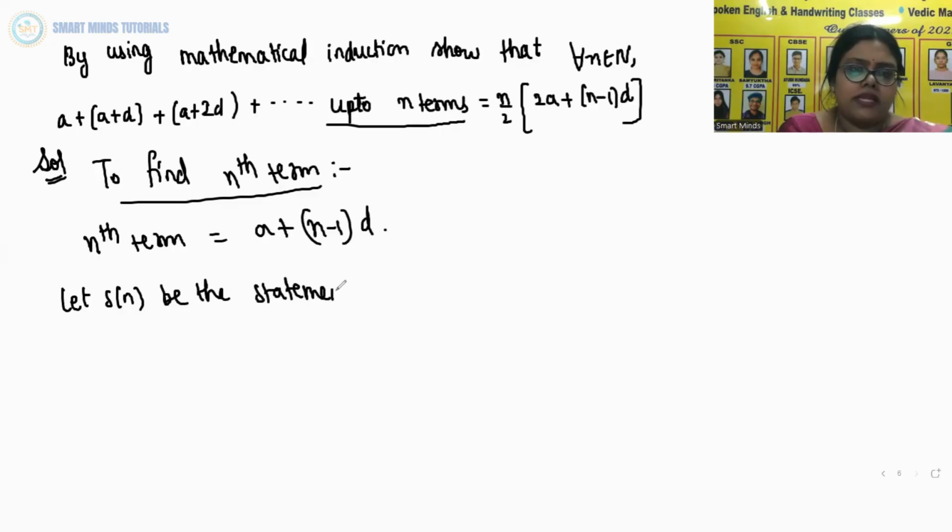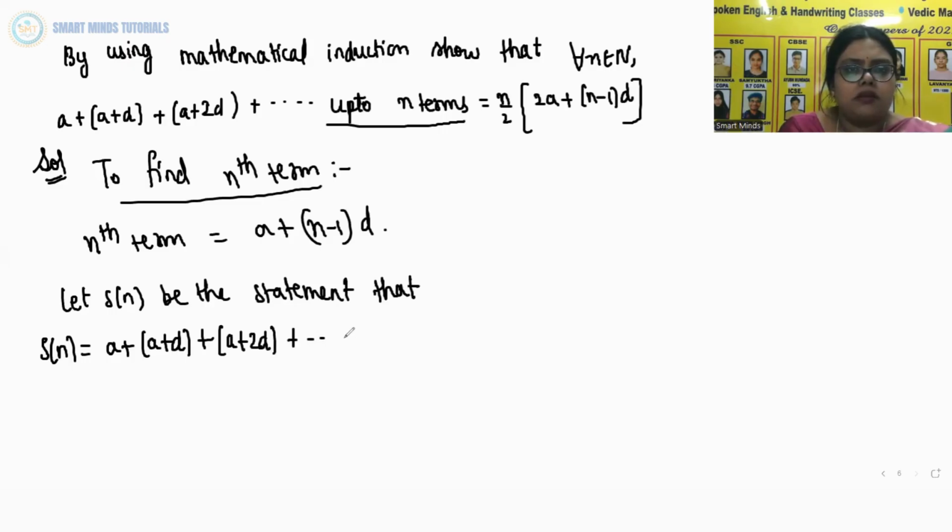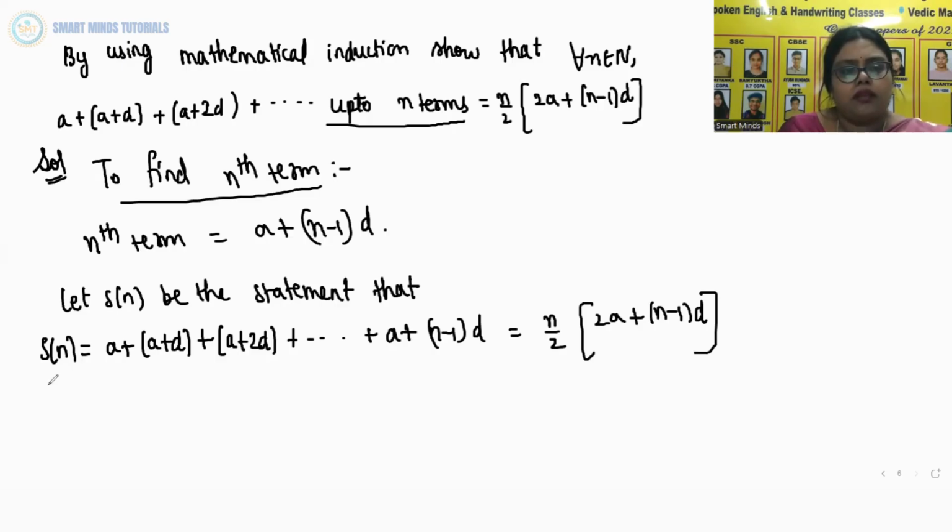Let S(n) be the statement that S(n) = a + (a + d) + (a + 2d) + ... + (a + (n − 1)d) = n/2 × (2a + (n − 1)d). Now first let us take step 1. What is step 1? To show that S(n) is true for n = 1.